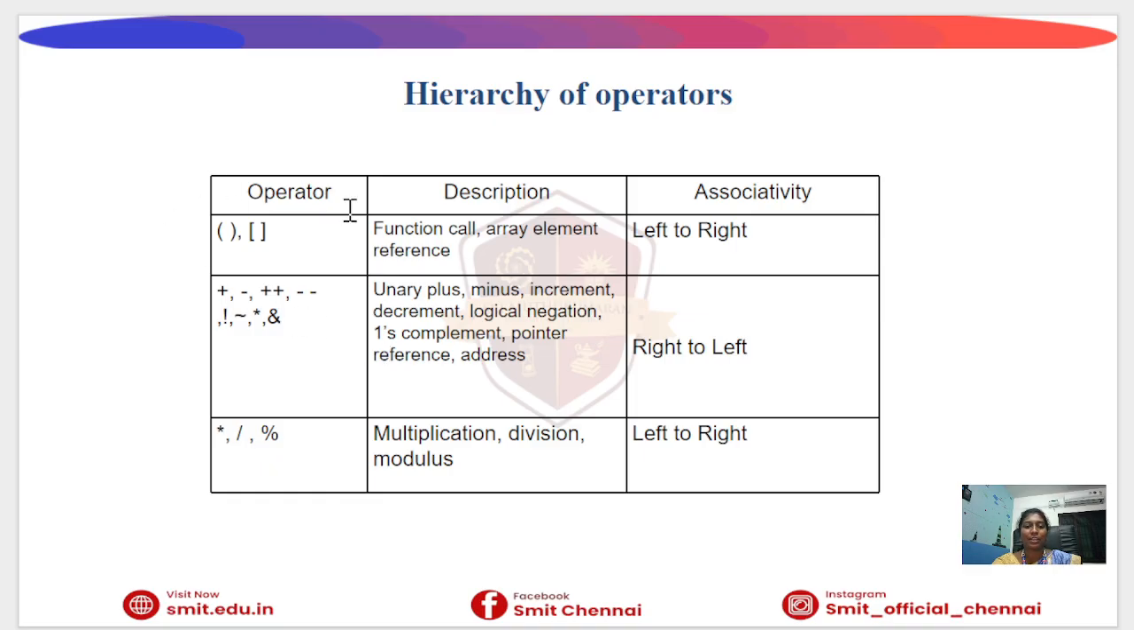This is the hierarchy of operators. First we have the function call or array element; in an array, we use square brackets. Then we have increment, decrement, addition and subtraction operators, which have associativity of right to left. Then we have multiplication, division and modulus, which have associativity of left to right. We solve these from left to right, and for the unary increment and decrement we solve from right to left.